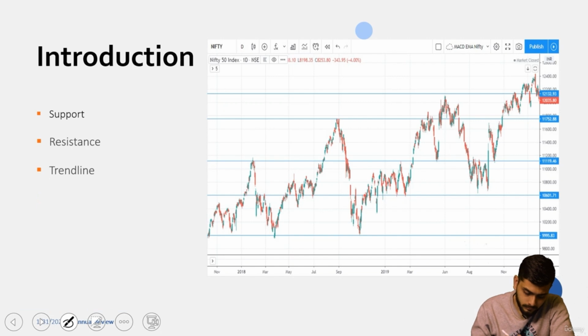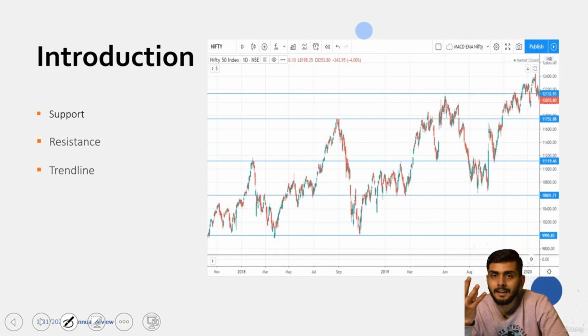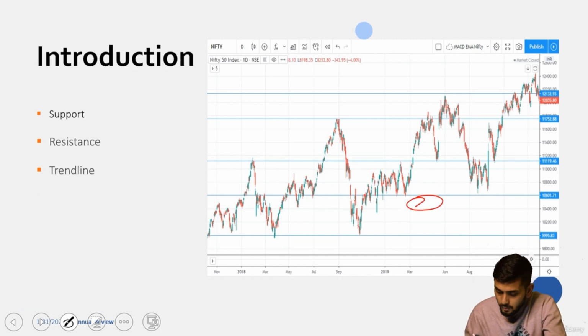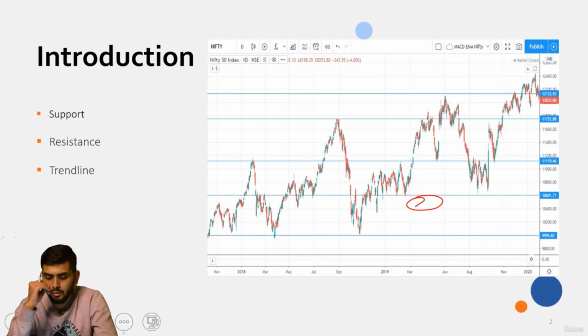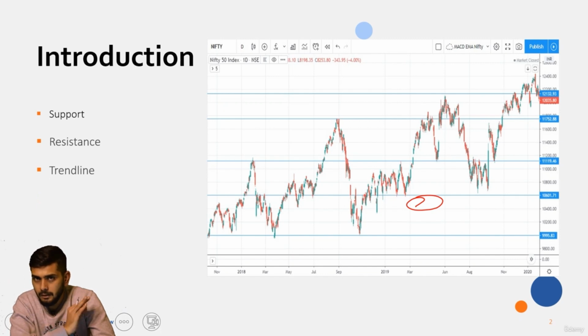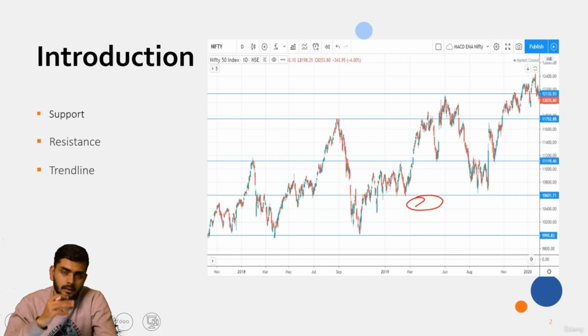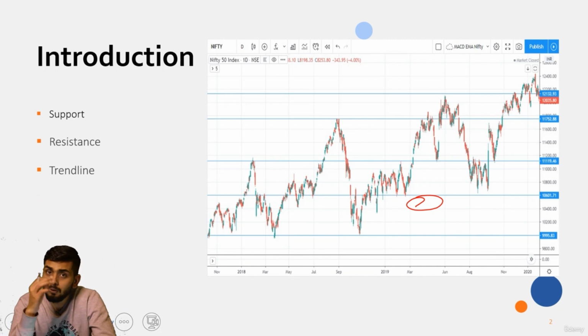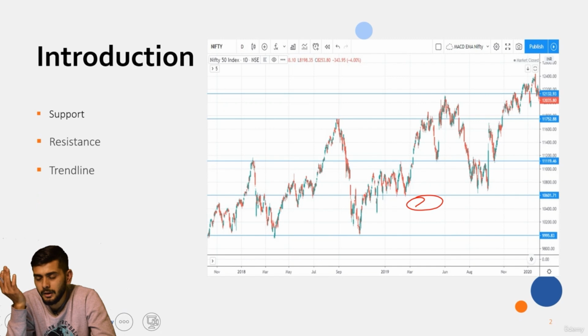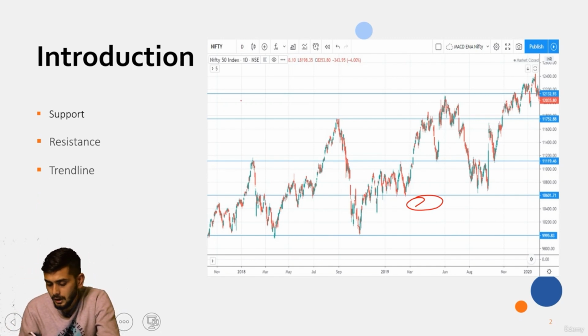Support is a zone where the market takes support. That is the literal understanding of it. It means the market cannot go beyond that point any further below. Does that ring a bell? If I am using the word below, then it definitely should be when the market is coming down, correct?